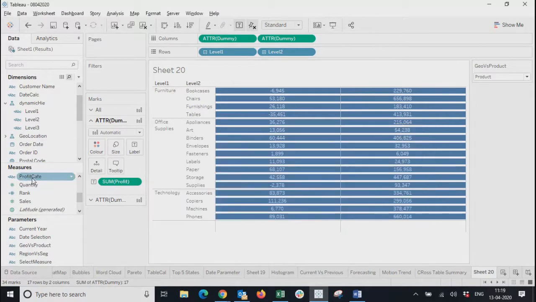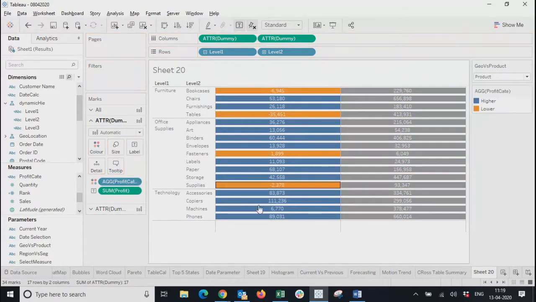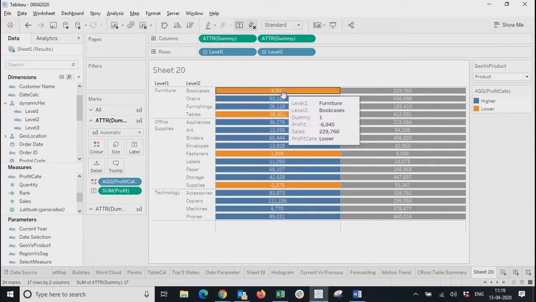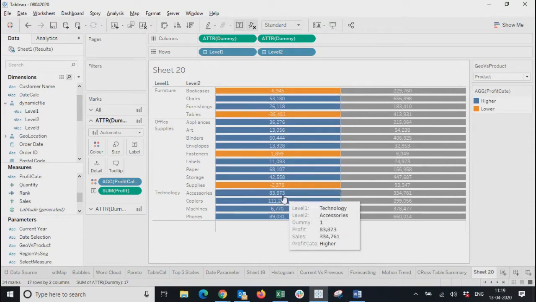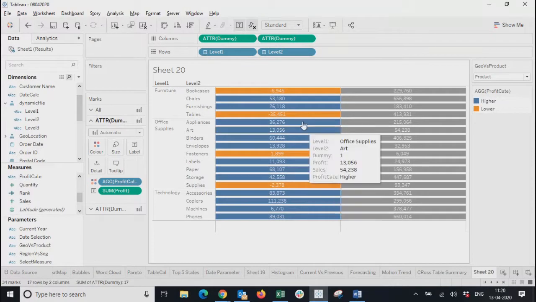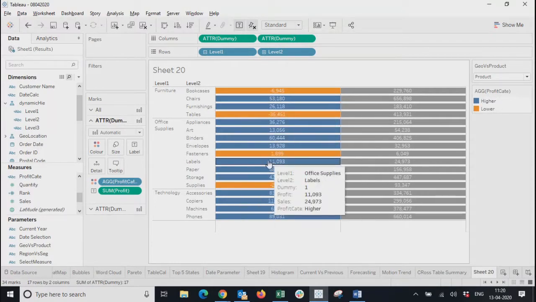So we'll just drag this on top of my color for profit tile. So what would happen? See, in this case, for profit only you got the color combination, higher or lower, but for sales it is nothing. So the color condition is applicable to only profit, not the sales.